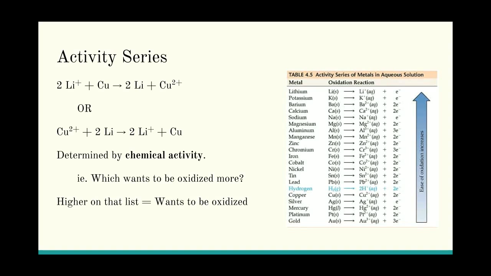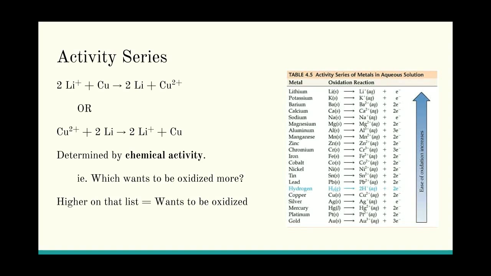If you look down at the bottom of the list, you'll see copper, silver, mercury, platinum, and gold. Those are the jewelry metals, the coinage metals, the noble metals. They really don't want to be oxidized. They're good at staying nice, pure, solid metals. Whereas up at the top, you have lithium, potassium, barium, calcium, sodium. These are the metals that if you drop them in water, they light fires. They're very, very highly reactive. So that is one way to remember and understand the activity series.